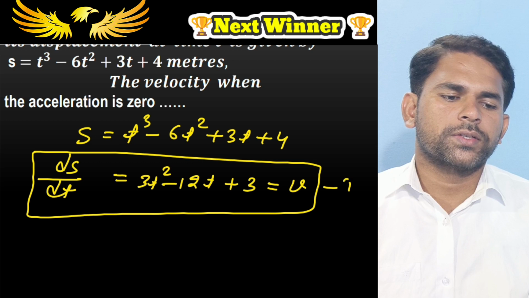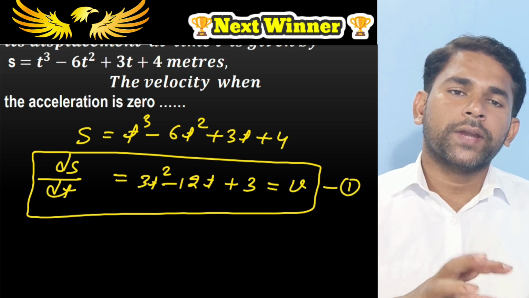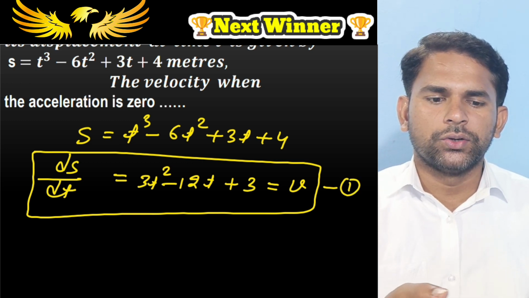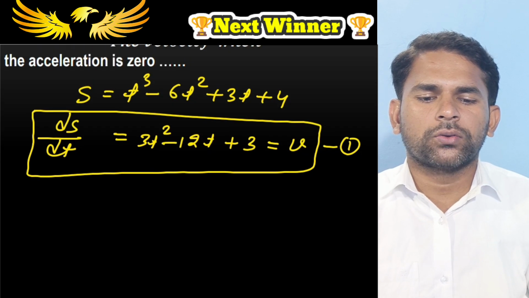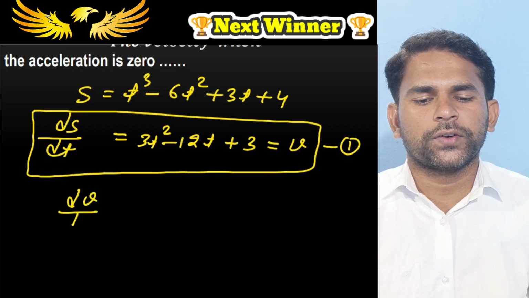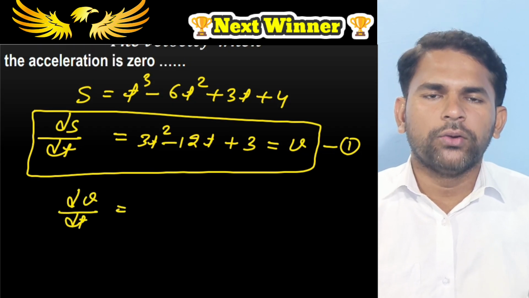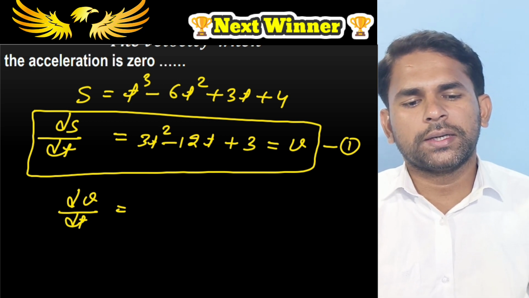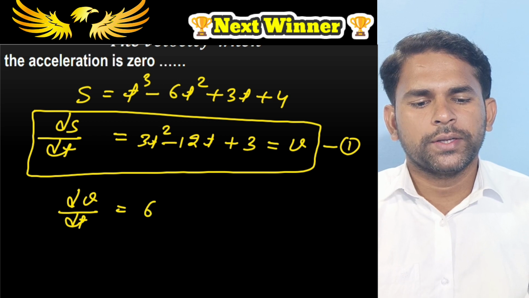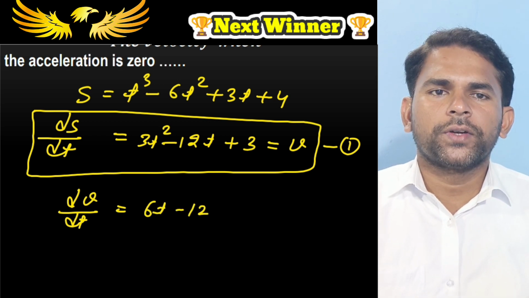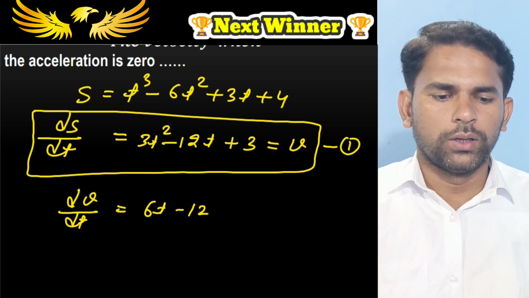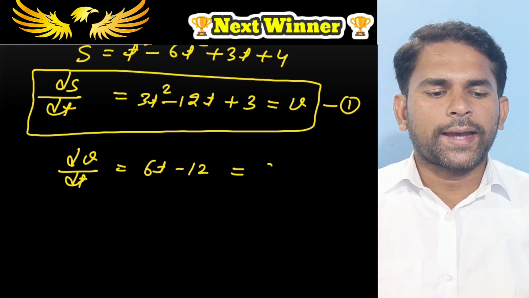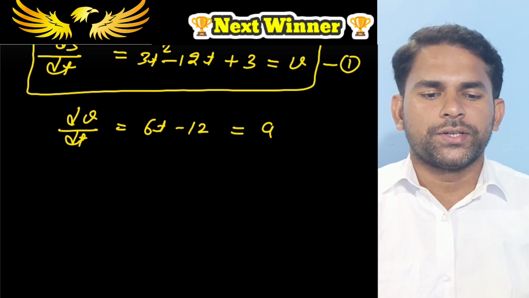We can call this equation number 1. But they are asking for velocity when acceleration is 0, so we need to find acceleration also. So what can we do? Again we can differentiate this function with respect to t. Here the differentiation of 3t square is 6t, and of 12t is 12, because differentiation of t with respect to t gives 1. So now we got acceleration. This is called acceleration.